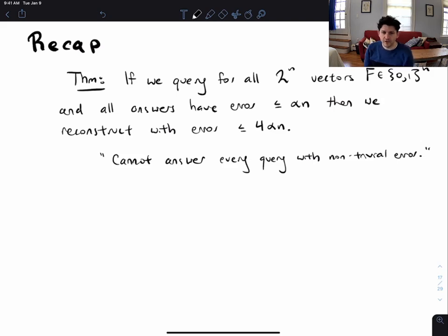All right, and since reconstructing with error much, much smaller than n means that we have recovered most of the secret bits, we're only wrong on a small fraction of secret bits, it means that if we try to answer every query with error that's much, much smaller than n, we're going to reconstruct with error that's much, much smaller than n.